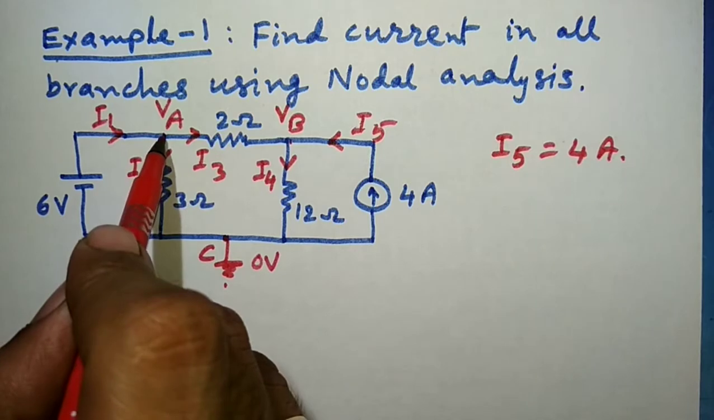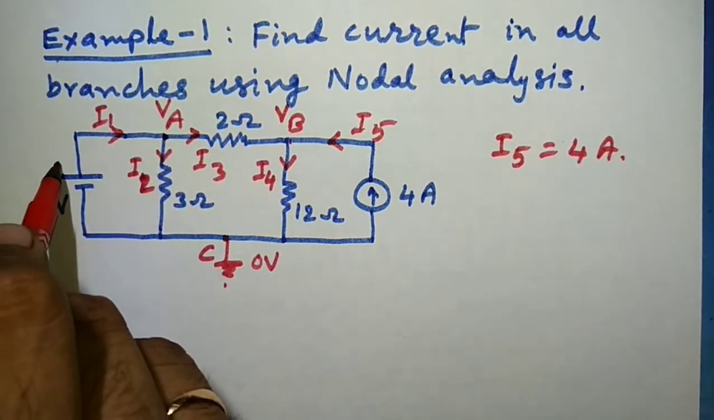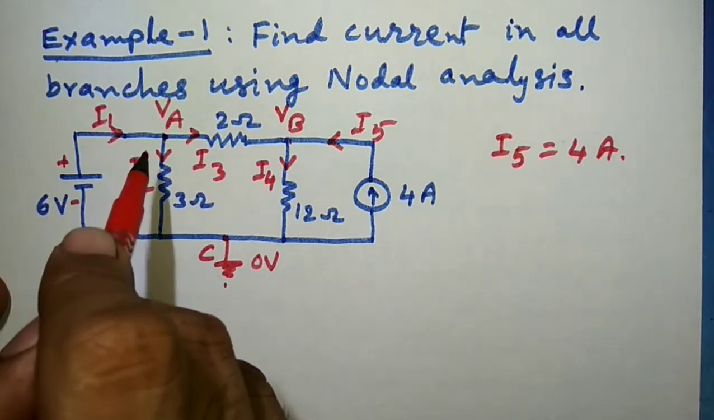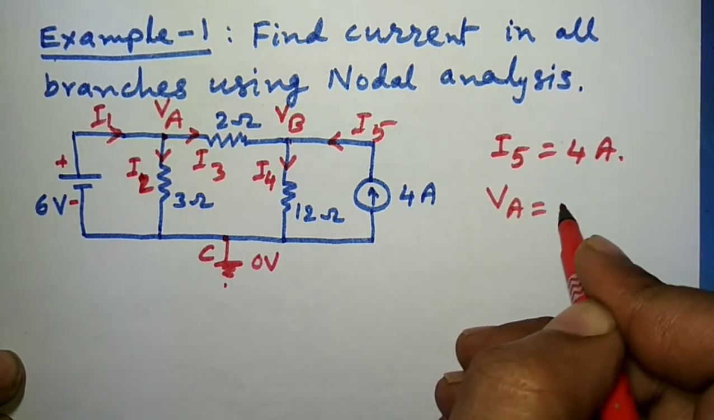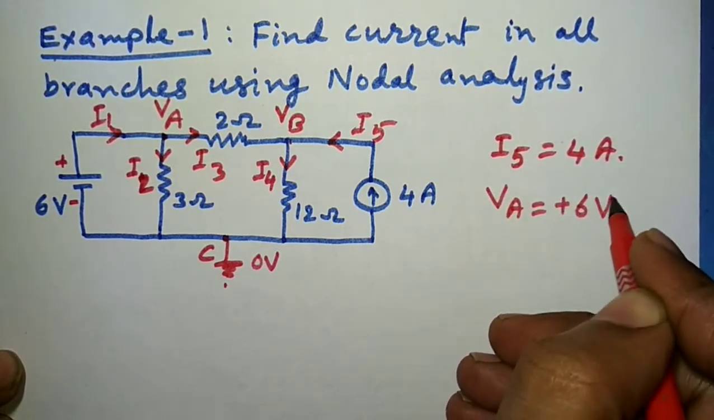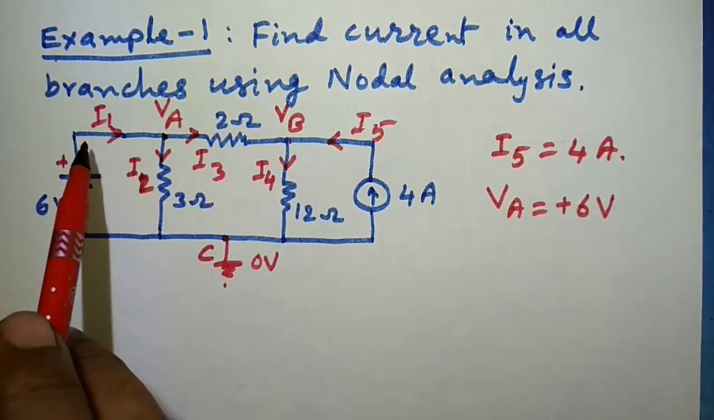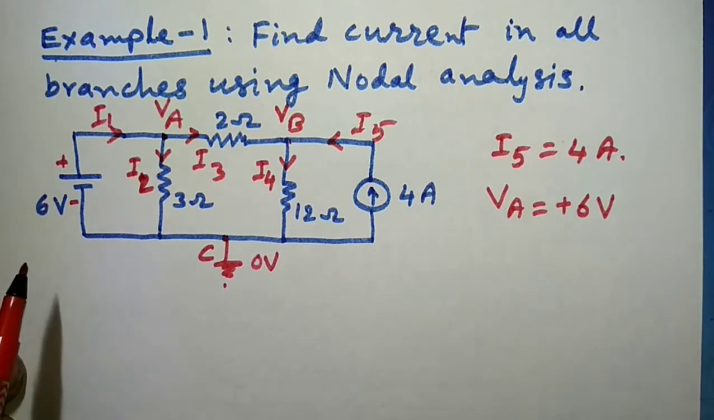The junction A is directly connected with the positive terminal of the 6 volt source. Therefore, the value of the VA will be equal to plus 6 volt. Because there is no resistance, so no voltage drop will occur. So VA will be plus 6 volt.